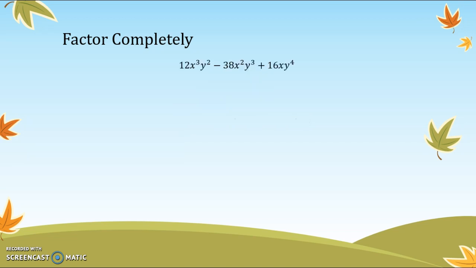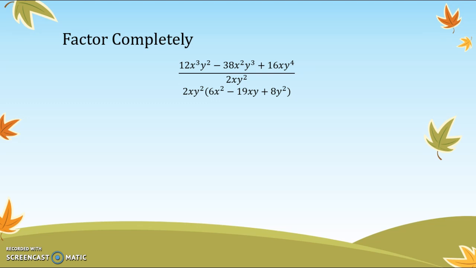12x cubed y squared minus 38x squared y cubed plus 16xy to the fourth. Is there a GCF? Yes, of course. They're all divisible by 2xy squared, so we'll take care of that part first. If I divide them all by 2xy squared, that leaves me with 6x squared minus 19xy plus 8y squared.